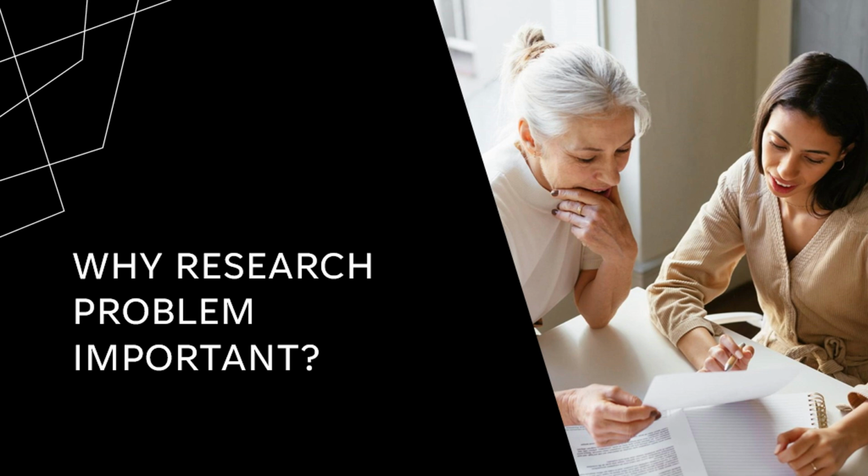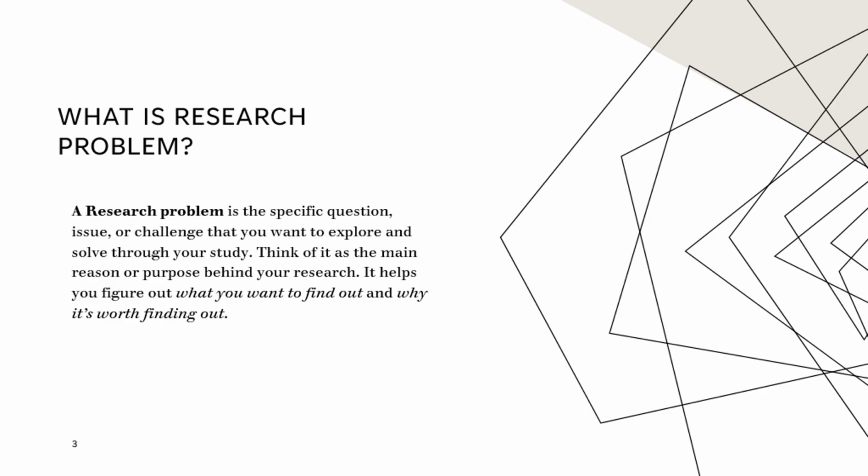So what is a research problem? Basically, a research problem is essentially the central question or issue that you want to explore in your study. It is the starting point for any research project, guiding your investigation and shaping the entire direction of your work. Without a clear research problem, your study lacks focus and purpose. Think of it like this: a research problem is a problem you are trying to solve, a gap in knowledge you want to fill, or a question you want to answer through your research.